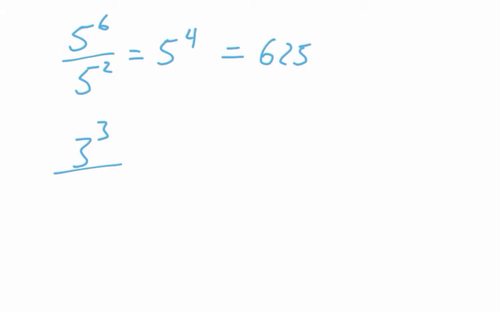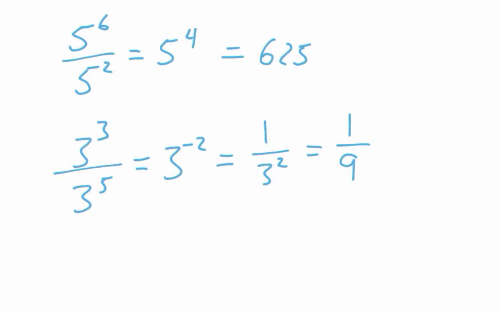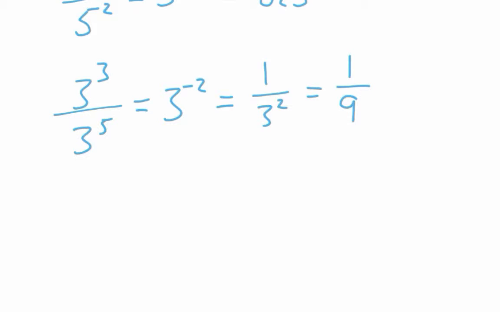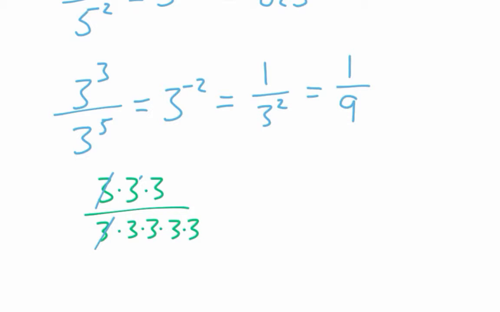If I have 3 to the 3rd over 3 to the 5th, this is one I didn't really prepare you for. 3 to the negative 2, which, what is 3 to the negative 2? 1 over 3 squared, or 1 over 3 to the 2nd, which is the same as 1 over 9. Now, logically, in the numerator I have 3 times 3 times 3. In the denominator, I have 3 times 3 times 3 times 3 times 3. As we start canceling things out, those two can cancel, those two. I'm left with a 3 squared down below, right? The extra 3 times 3 in the denominator.